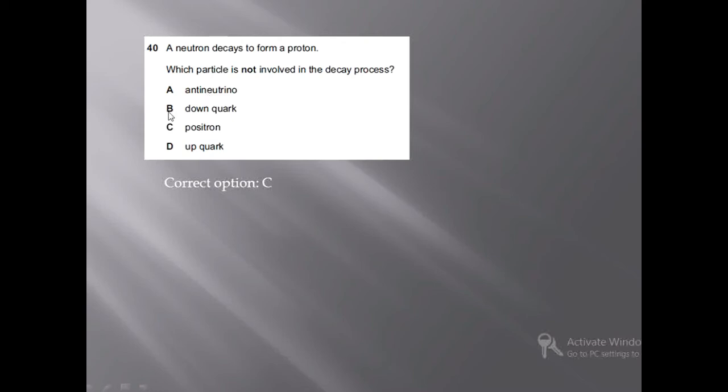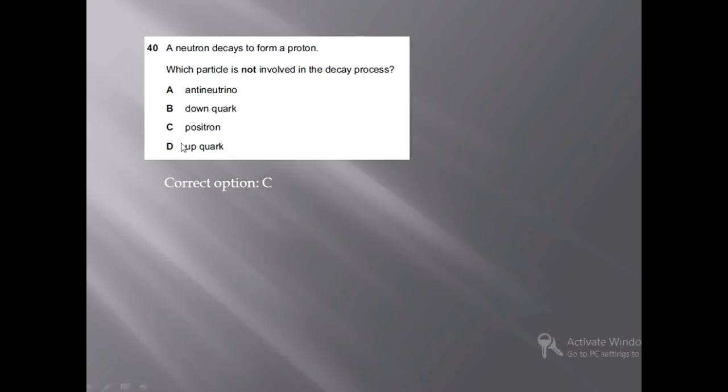In option B, it is given down quark. Down quark is also involved in this reaction, and the question is which particle is not involved. But the down quark is involved when a neutron decays to form a proton. So option B is also going to be incorrect.